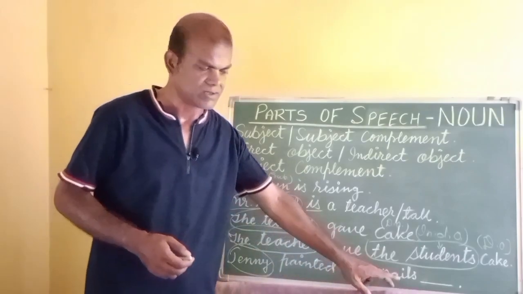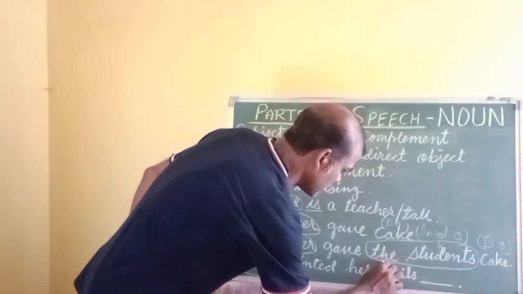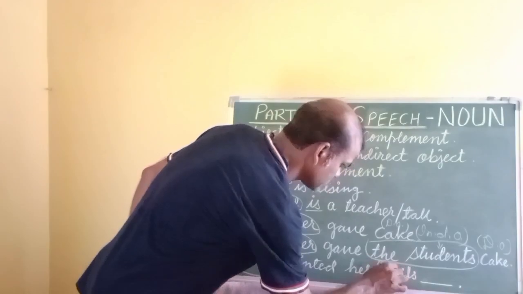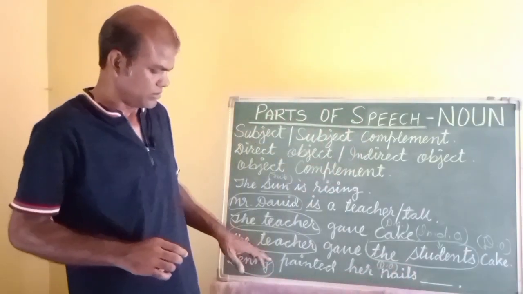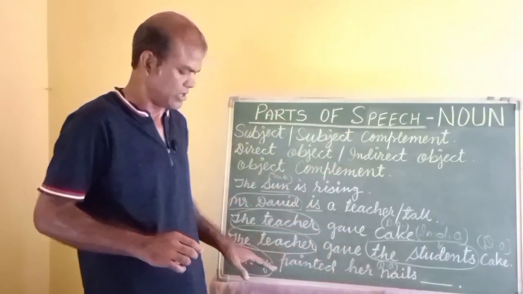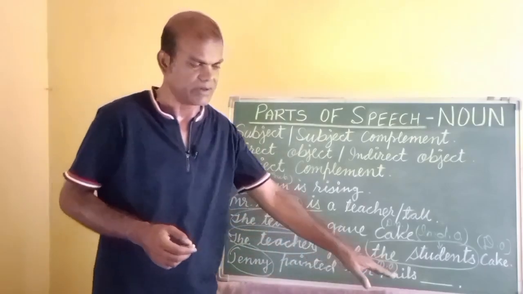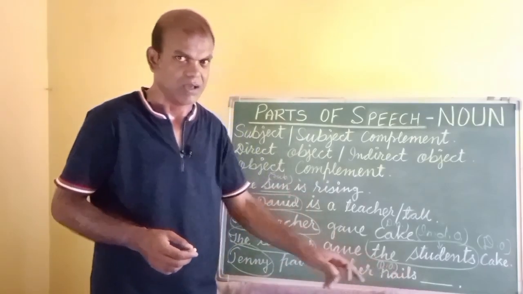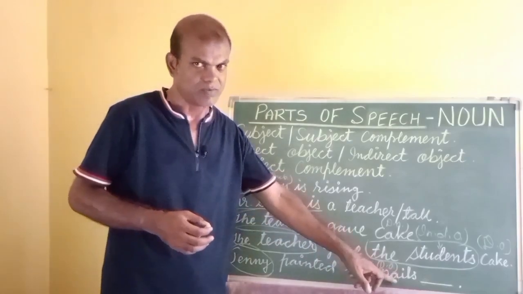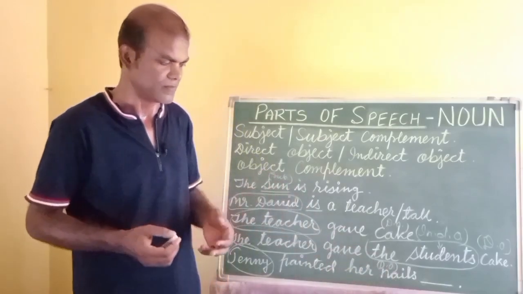Now, this is the direct object. Nails. Jenny painted her nails. Jenny painted what? Her nails. Okay, direct object. Now to describe this object, we need a complement.